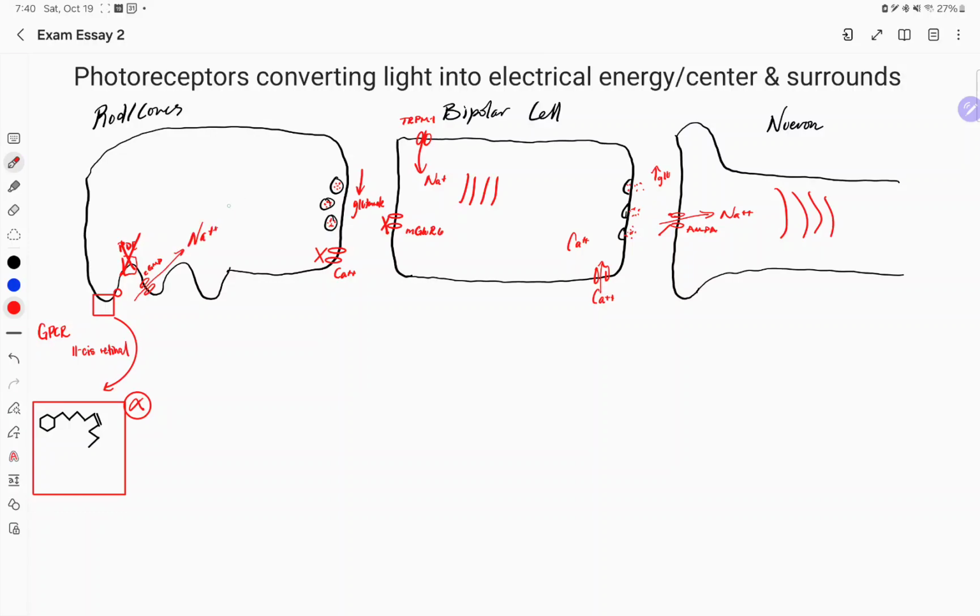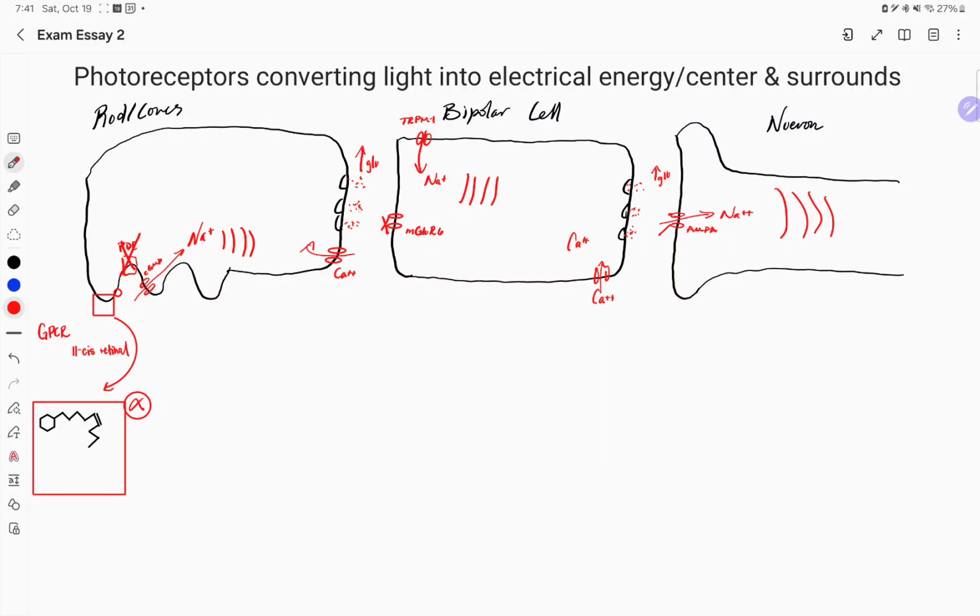So let's say we have a bunch of sodium coming in here, causing this depolarization, which is going to cause calcium channels to be open. And if calcium is open, what does that mean for these vesicles? That means we have high amounts of glutamate being released. So now it's high glutamate instead of low.